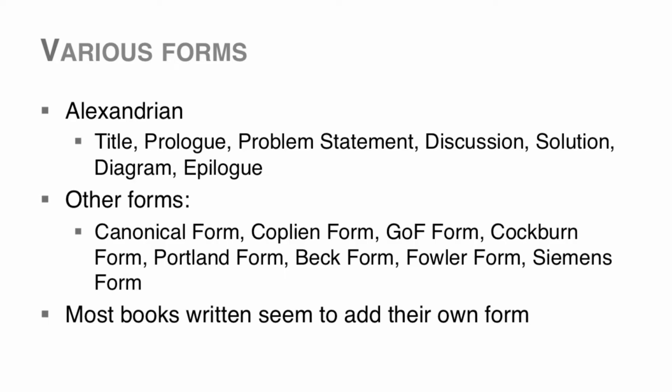Canonical form, there's a couplings form, so the one that he used in his book, of course, the Gang of Four. Cockburn, he created a set of patterns for project management, and he had a form. There's a Portland form, there's a Beck form, Fowler form, and Siemens form. So it seems like most books add their own form, but all of them would have at least these three minimal properties: name, a problem in some context, and a solution.